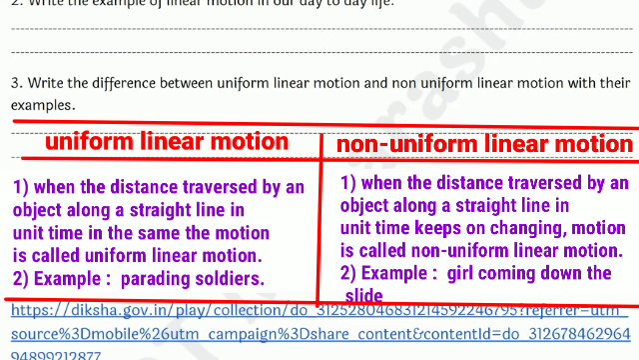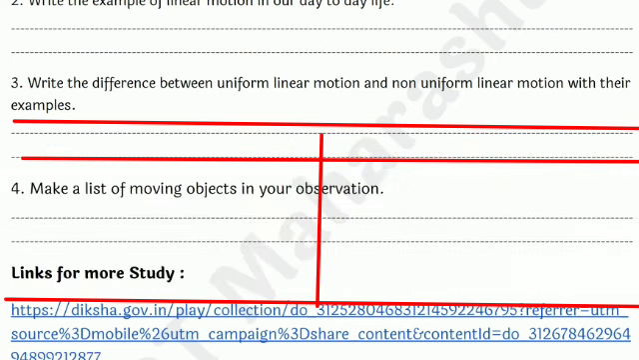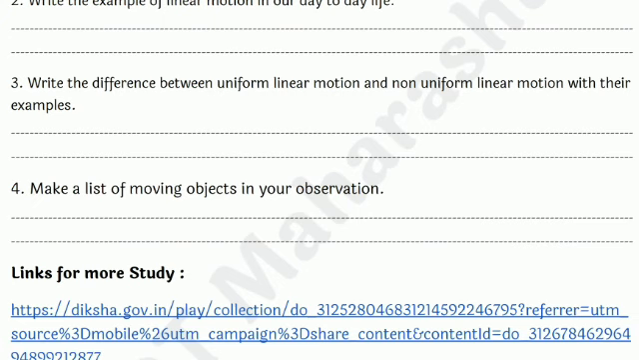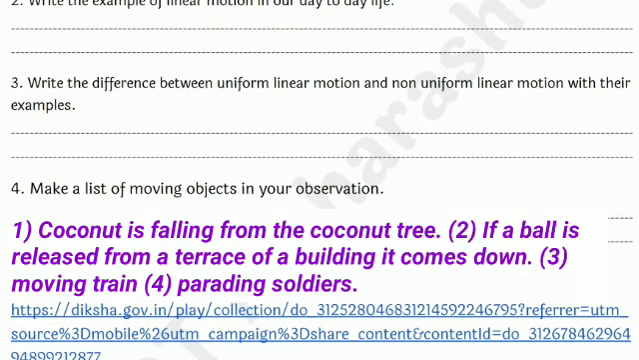See the next question, question 4. Make a list of moving objects from our observation. First, a coconut falling from the coconut tree. Next, a ball released from the terrace of a building comes down. These are two examples.